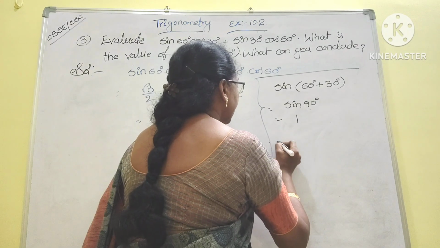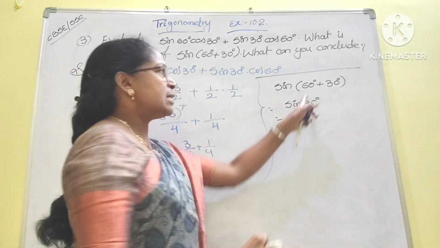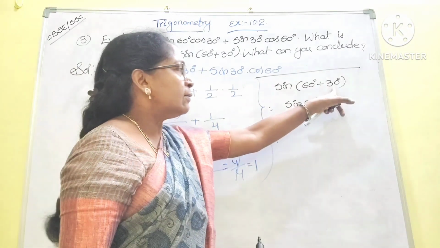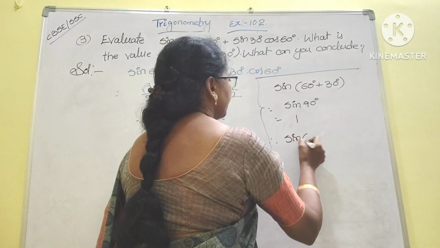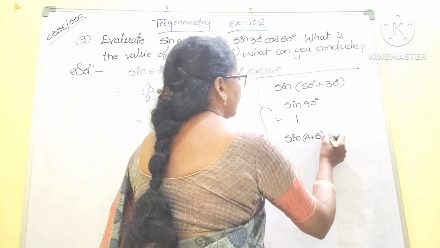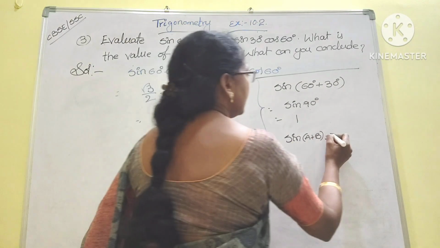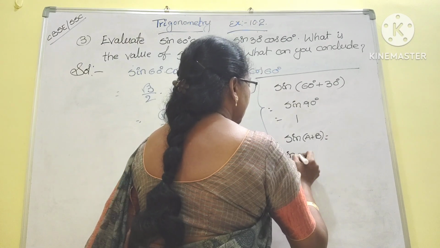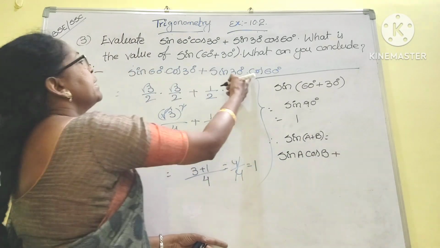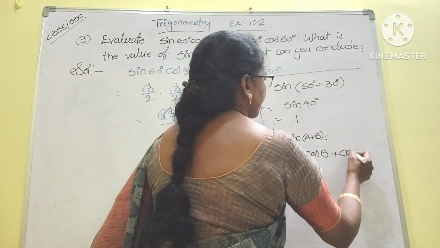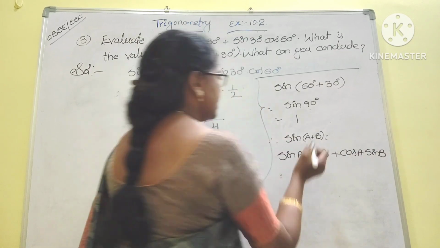So how can you write here? This is sin of A plus B. Here one value, 60 degrees, I have to assume as A, and 30 degrees I have to assume as B. That means sin of A plus B, where A equals 60 and B equals 30, equals sin A cos B plus again cos A sin B. This is the answer.